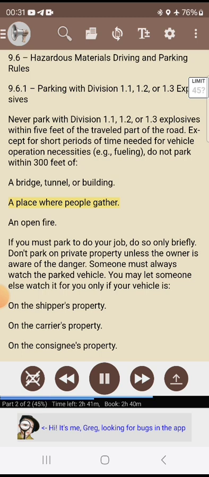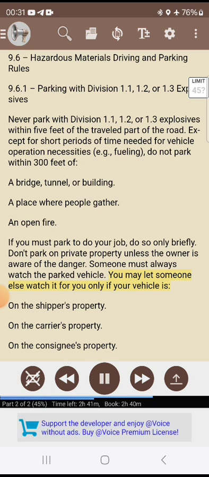A place where people gather. An open fire. If you must park to do your job, do so only briefly. Don't park on private property unless the owner is aware of the danger. Someone must always watch the parked vehicle. You may let someone else watch it for you only if your vehicle is on the shipper's property, on the carrier's property, or on the consignee's property.